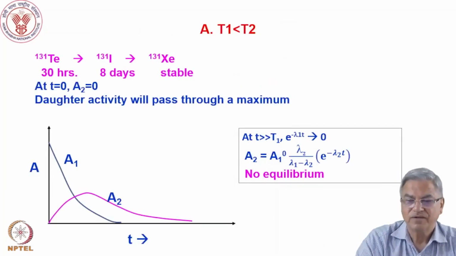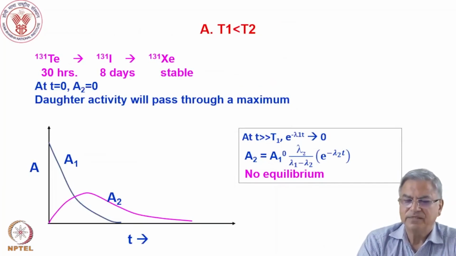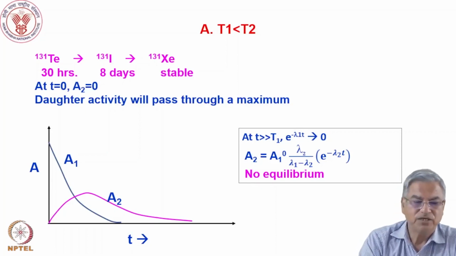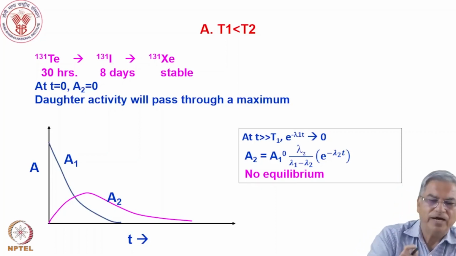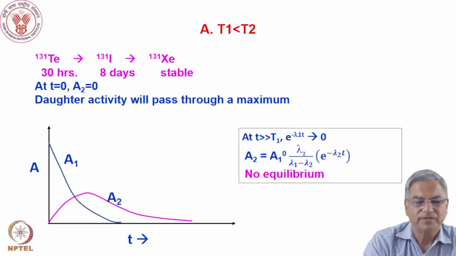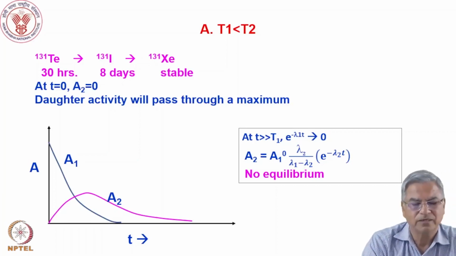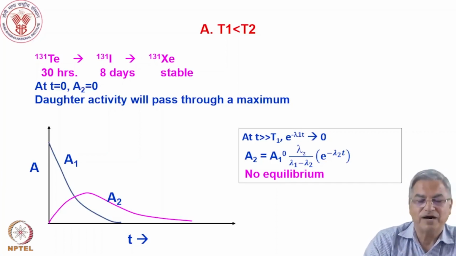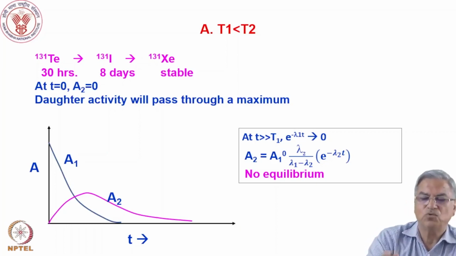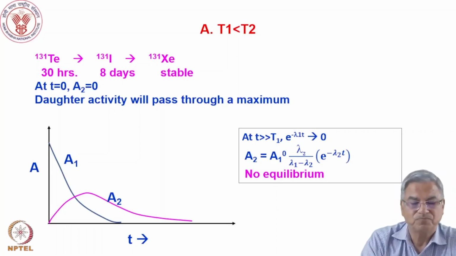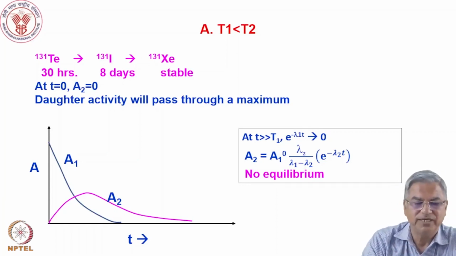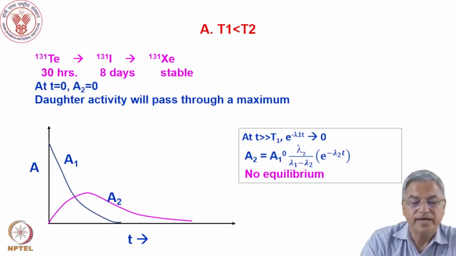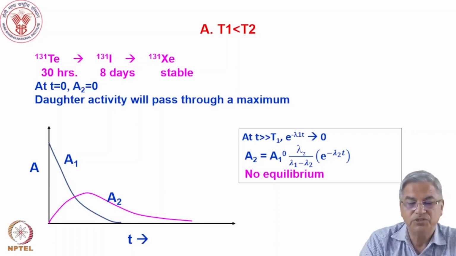Now here the first case is where the half-life of the parent is short-lived than that of daughter. And I give you a typical example where you have tellurium-131 having the half-life of 30 hours, really a day, 1.25 day or so. It decays to iodine-131 having half-life 8 days, which is decaying to xenon-131, which is stable. So assume that we have initially a freshly purified tellurium-131. So at t equal to 0, the activity of daughter, that is iodine-131, is 0.